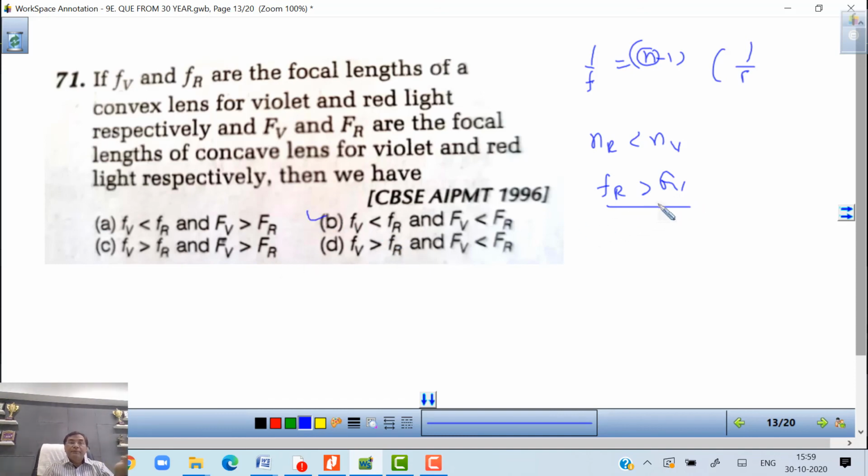But for concave it is negative sign. FR is greater than FV તો હોય છે, but negative થઈ જાય, so this FR becomes less than FV. Okay, so FR, yes, FV greater than, એવું કઈ option છે? Yes, this is the correct one, not this one. Red for convex માટે પોઝિટિવ છે એટલે આવું થશે, અને concave માટે નેગેટિવ છે એટલે આવું થશે, ઉલટાઈ જશે. So FV is less than FR for convex and FV is greater than FR for concave.